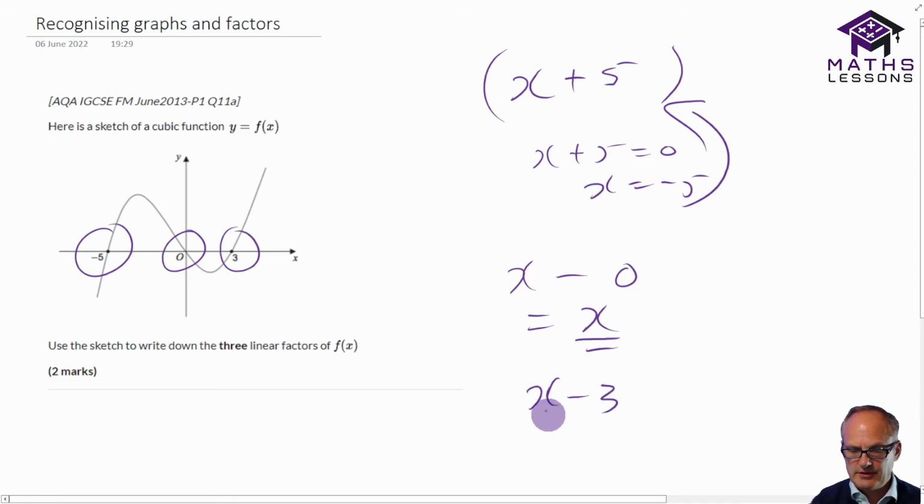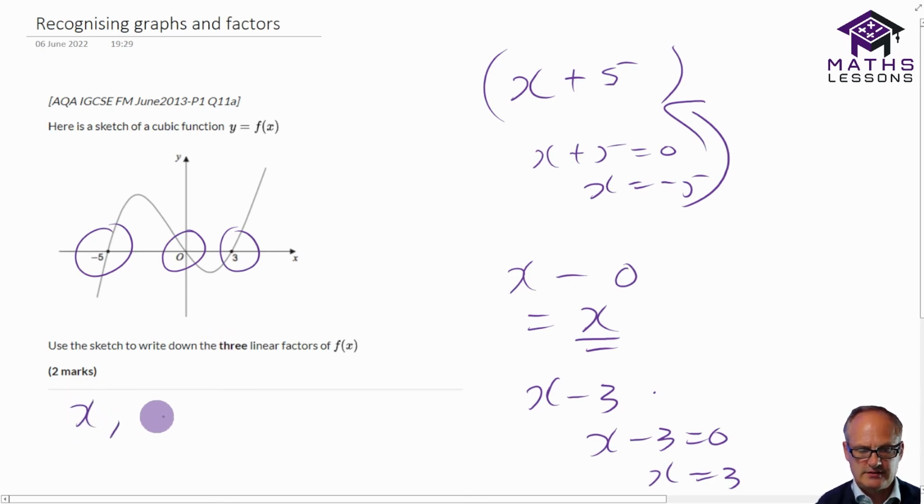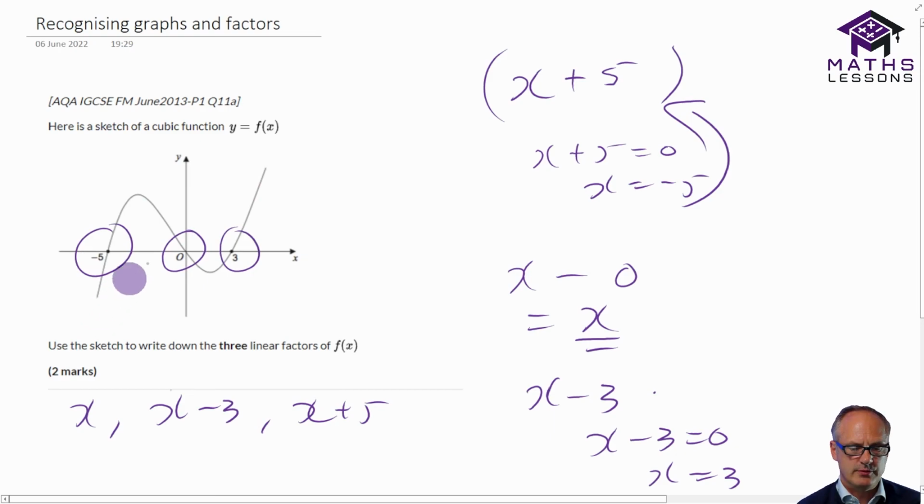If we solve x minus 3 equals 0, we can see that x equals 3, and that's where it crosses. So our 3 linear factors are x, x minus 3, x plus 5. If we were to multiply them together, they may give us this function, they may not, depending on whether it's a multiple of these or not. But it will definitely cross at these points. Wherever we have an intersection on the x-axis, we must have x minus that value as a linear factor.